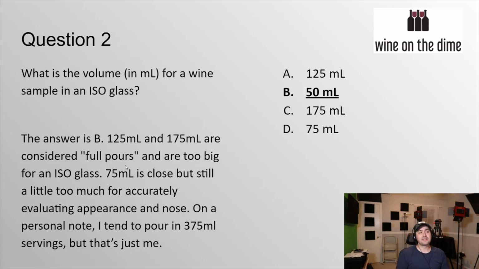All right, so the answer to this question is B, 50 milliliters. 125 milliliters and 175 milliliters are considered full pours, depending on how big you're going to be pouring, and that's too much of a sample for an ISO glass. It's going to be coming up too close to the rim, and you're not going to really be able to swirl it and nose it effectively or determine color, so that's way too much.